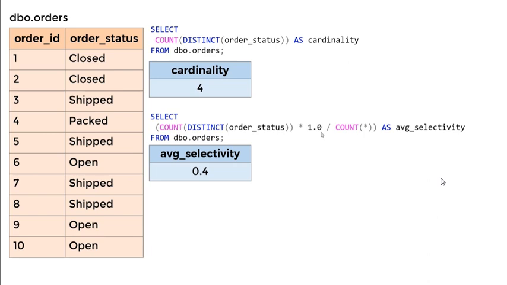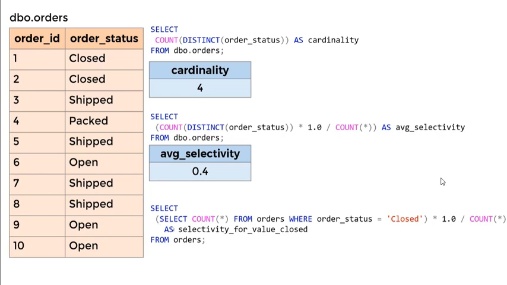The higher the average selectivity, the more uniqueness in the values of the column. Higher selectivity means higher uniqueness. So for instance, the order ID column has an average selectivity of 1 because it has unique values. Higher selectivity means higher uniqueness, right? So here in order ID there are 10 numbers, and 10 divided by 10 means 1. 1 means high uniqueness for the order ID column.